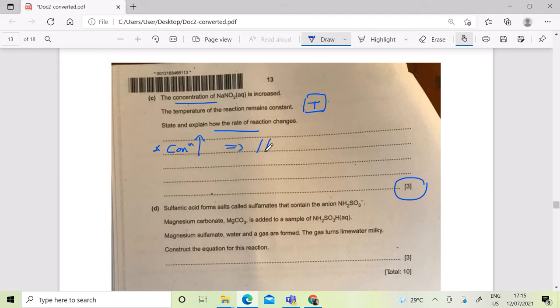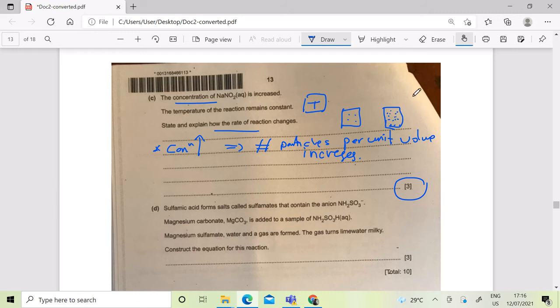The number of particles per unit volume increases. Like when you increase the concentration, say you have this volume and this volume, the same volume. Here, at low concentration, there are 4 particles. But if you increase the concentration, the number of particles will be very high. The number of particles increases with high concentration.